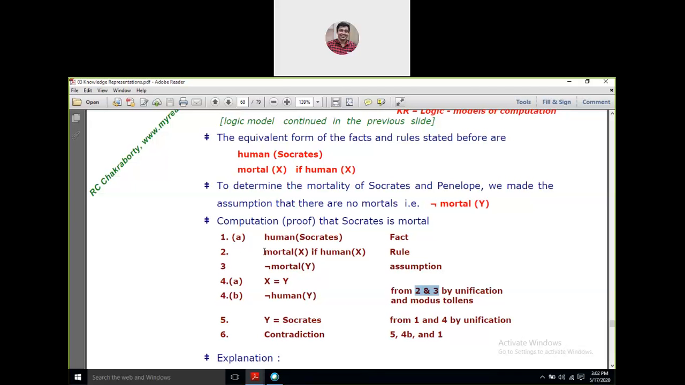Then, if somehow there is a fact or rule or an assumption which states X equal to Y, that means X is obviously a human being who is mortal, and I have said that there is something called Y which is the same as X. If this is the case, given either as a fact, rule or assumption, then by combination of 2 and 3 I can come to the conclusion that Y is not human, right?